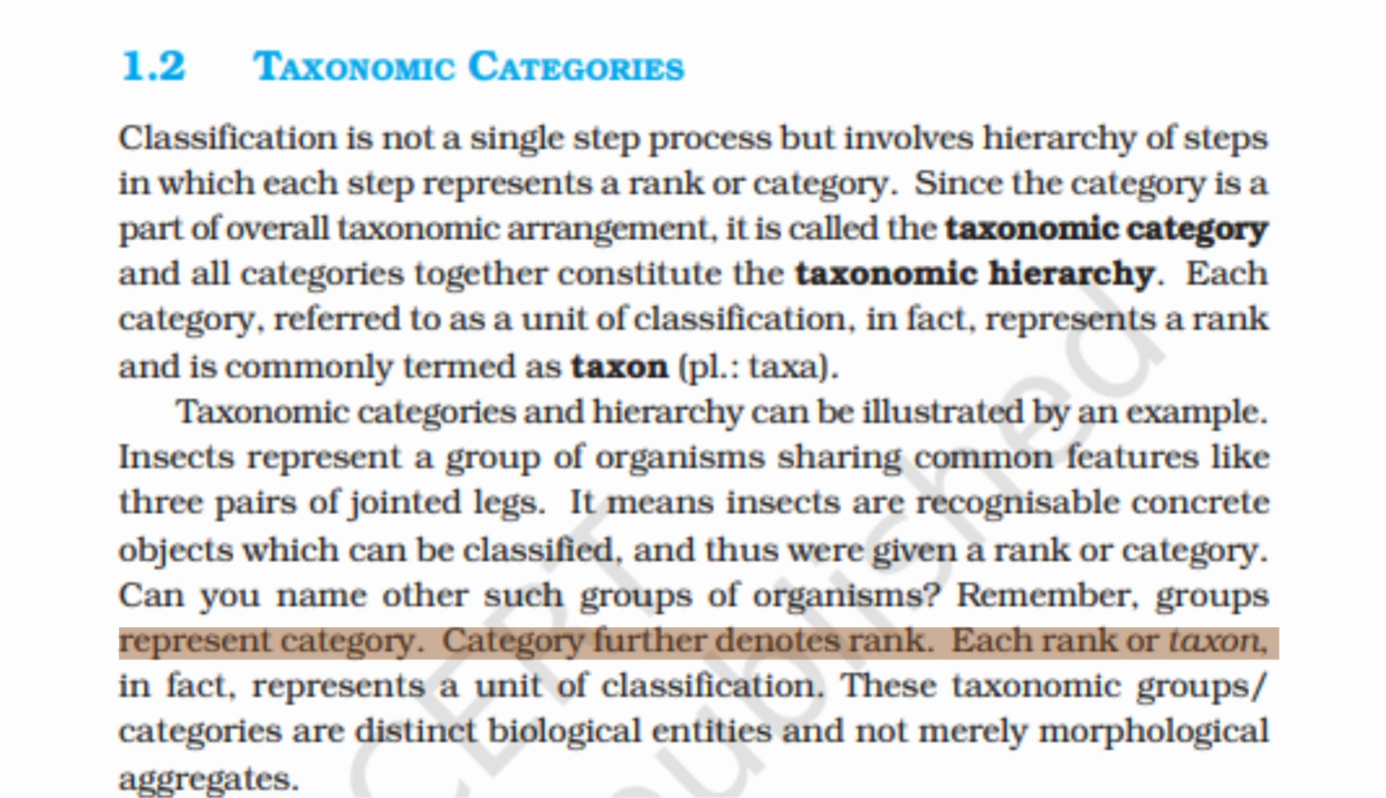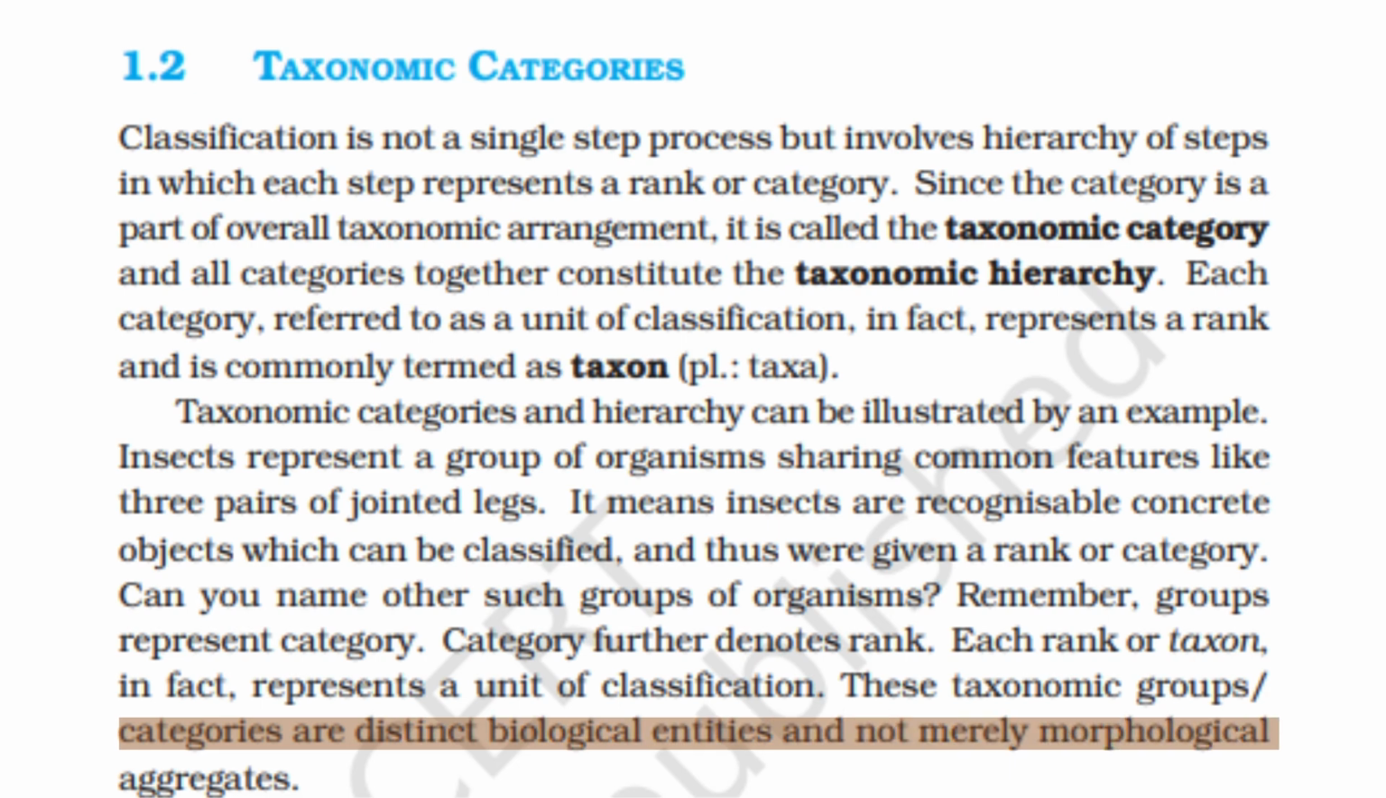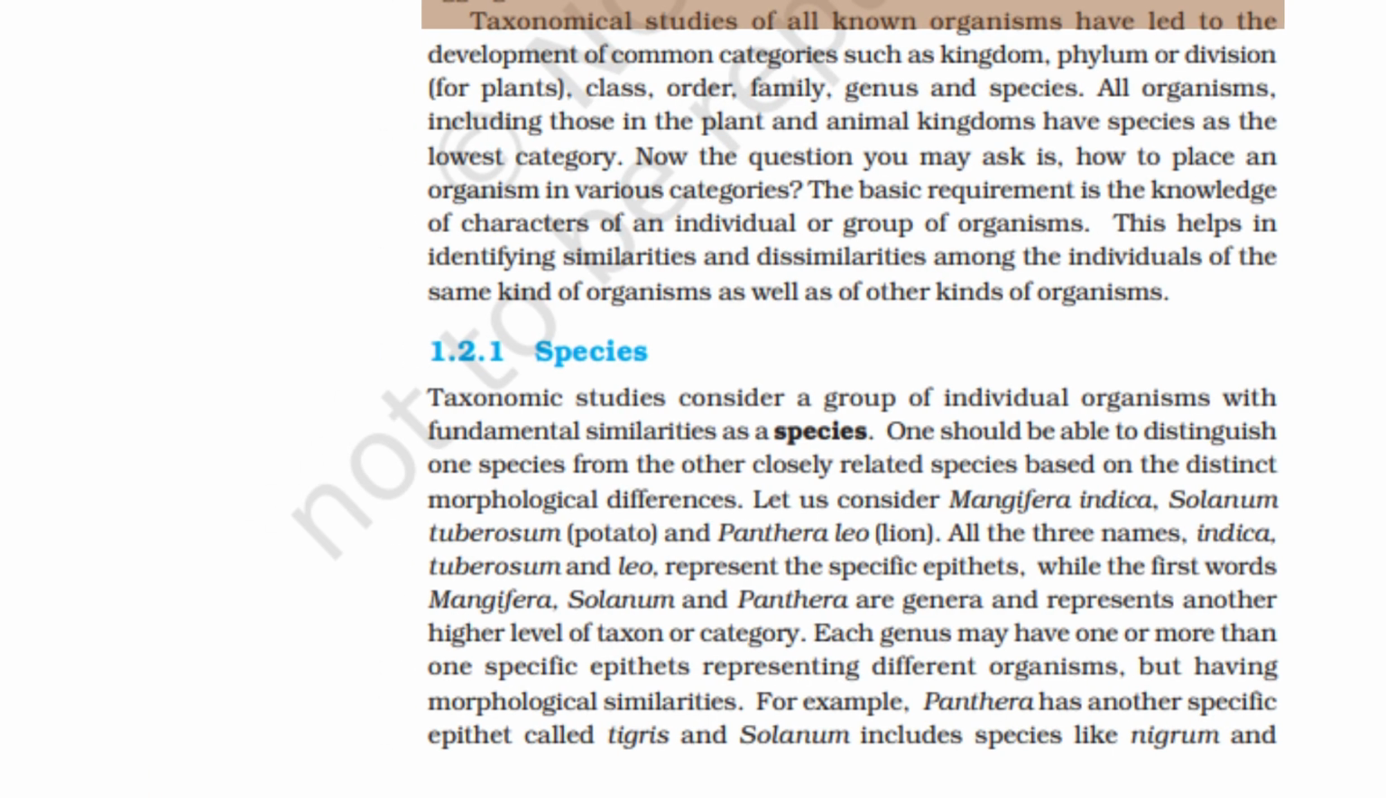Each rank or taxon, in fact, represents a unit of classification. These taxonomic groups or categories are distinct biological entities and not merely morphological aggregates. Taxonomical studies of all known organisms have led to the development of common categories such as kingdom, phylum or division for plants, class, order, family, genus, and species.